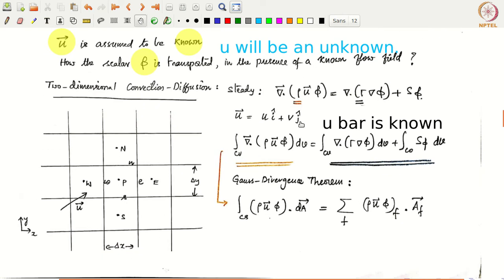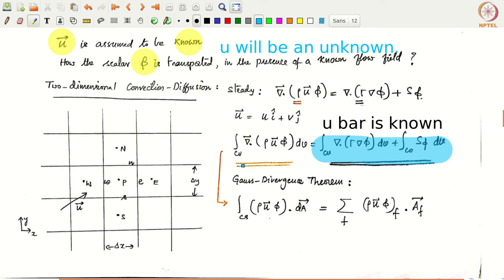Again, we already know how to solve for the diffusion part, that is del dot gamma grad phi dV plus s phi dV, so we will not worry about that part. Rather, we will worry about the convection term, that is del dot rho u bar phi dV.